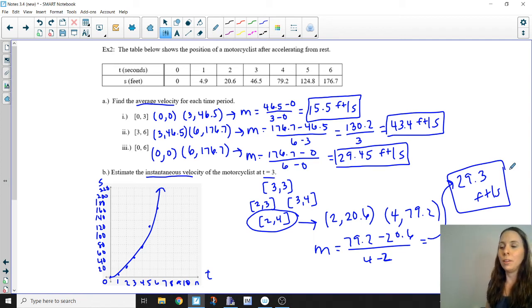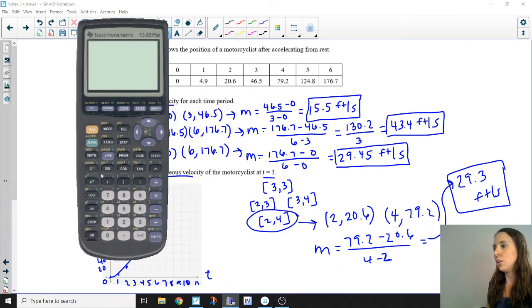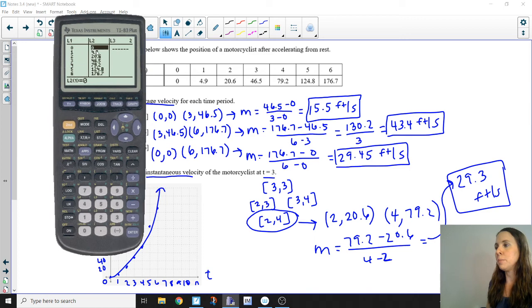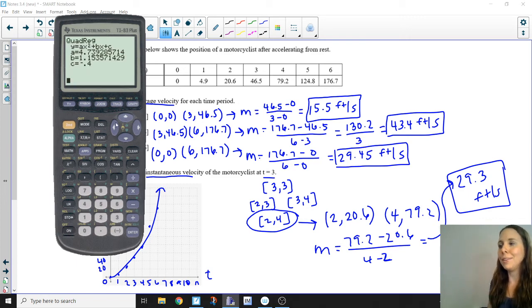There we go. Now, I'm not going to spend too much time on this part, but I just want to show you something. I'm such a math nerd that I actually can't believe I did this. I put this table into my calculator. I then graphed it, did my plot, and I was like, okay, yep, that looks like what I expected. But then I went ahead and did a quadratic regression because it looks like a parabola. The motorcycle is accelerating, so it is a quadratic function. And that's what I got.